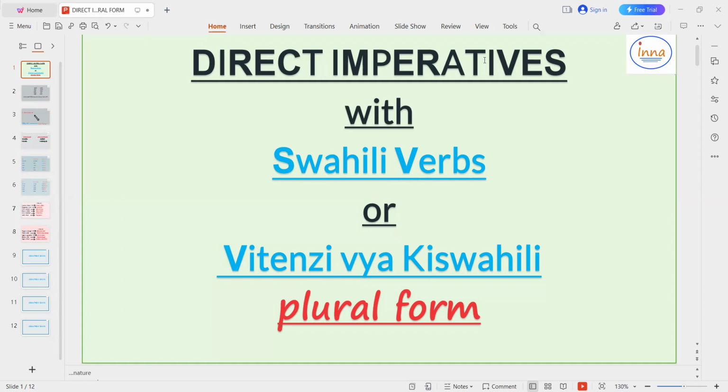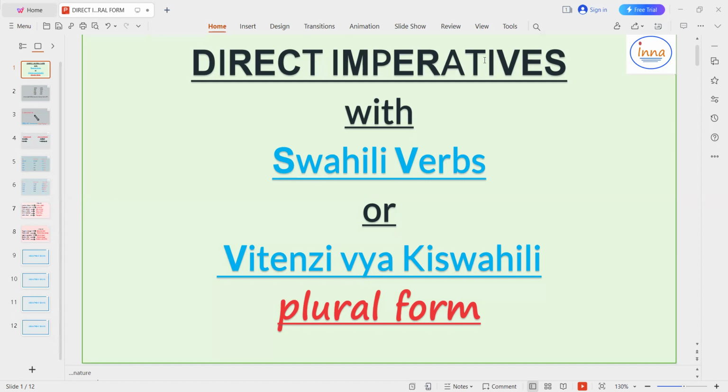So, as I said in my previous lesson, I was teaching about direct imperative, singular form, and we saw that the rule is similar to the one used with English infinitives, whereby we have to demolish the verb stem and the remaining verb will be used as our direct imperative singular form. But in Swahili imperative plural form, the rule has a slight difference.